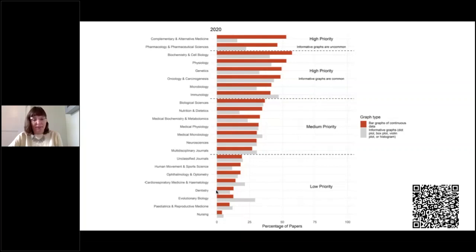graphs of continuous data. So you can see the red bars show the percentage of papers that had bar graphs of continuous data for each field, and then the gray bars show the percentage of papers that had more informative alternative graphs, like a dot plot, a box plot, a violin plot, or a histogram. And you can see that in fields like complementary and alternative medicine, pharmacology, biochemistry and cell biology, physiology, genetics, oncology, microbiology, and immunology, more than 40% of papers are still using bar graphs to present continuous data.